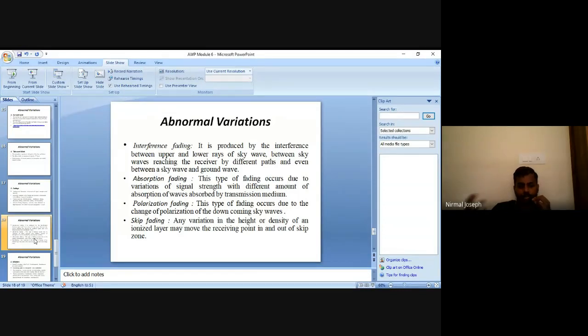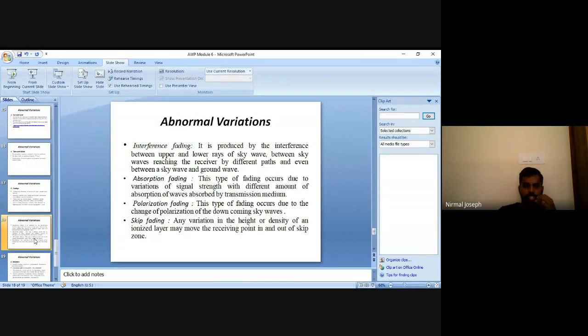So while we are transmitting through the ionosphere, for different frequencies, different absorption can take place. Some frequencies will get absorbed more, and some frequencies will get absorbed less. Based on that, absorption fading can take place, absorbed by the ionosphere. So we have to increase the signal strength in order to get better reception.